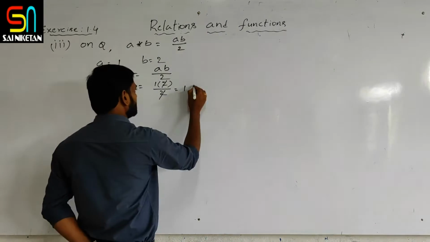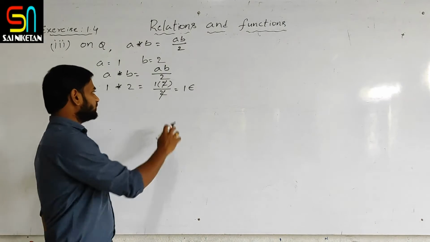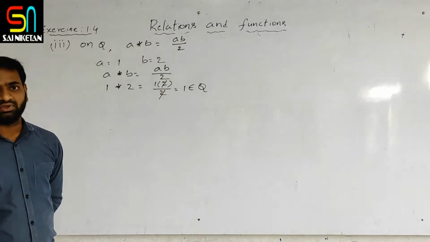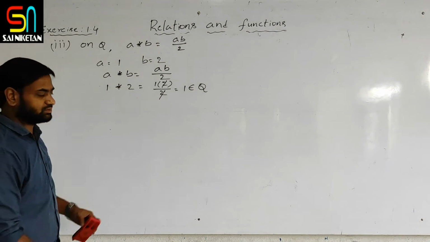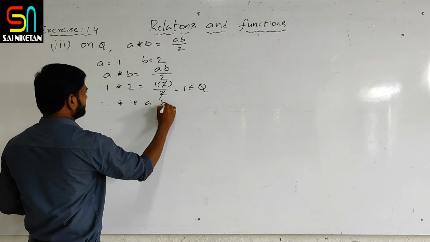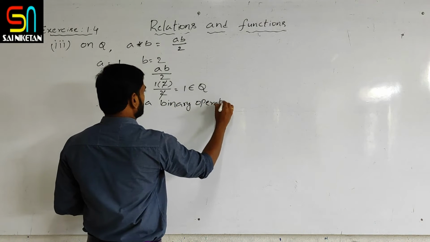Now this 1 belongs to the given set or not? This 1 belongs to Q, the rational numbers. So it is a binary operation. Therefore star is a binary operation.